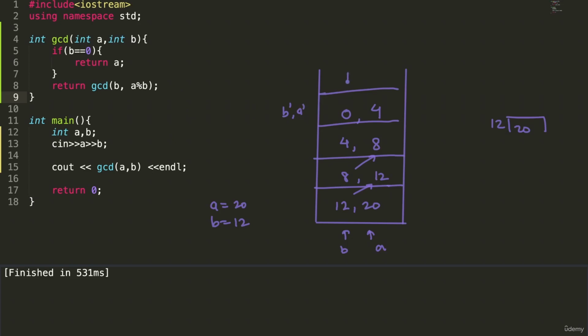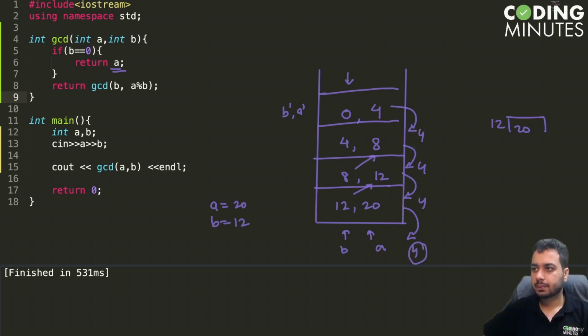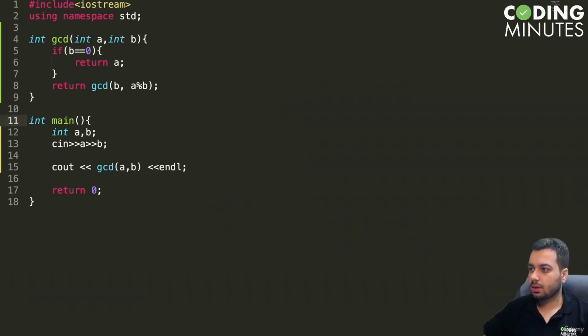When the value of b is 0, we return a. So from this call we are returning a, that is 4. This call returns 4, this call returns 4, and hence in main we get the answer as 4. This is how we get the answer 4 for this given input. I hope this is clear to you, and that's all for this video.